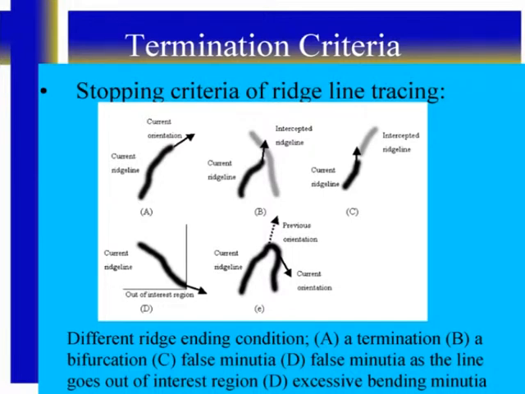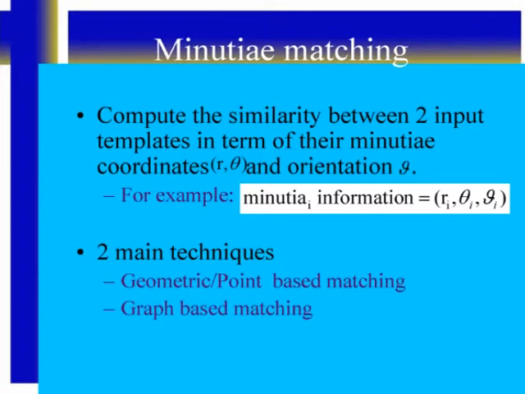Now if you study some of these things, any few fingerprints that you take will make several images available to you. You can actually discover interesting possibilities yourselves. The minutia matching is to compute the similarity between two input templates in terms of their minutia coordinates. The minutia coordinates are a set of r and theta and some orientation.